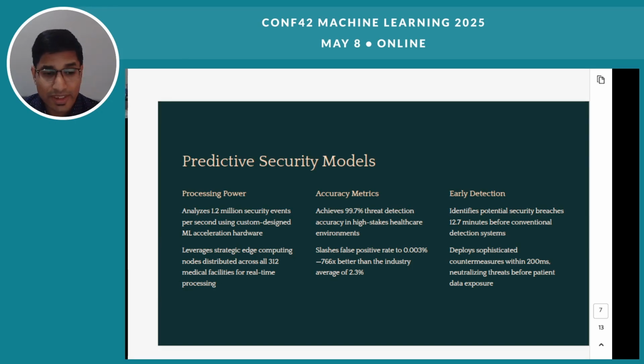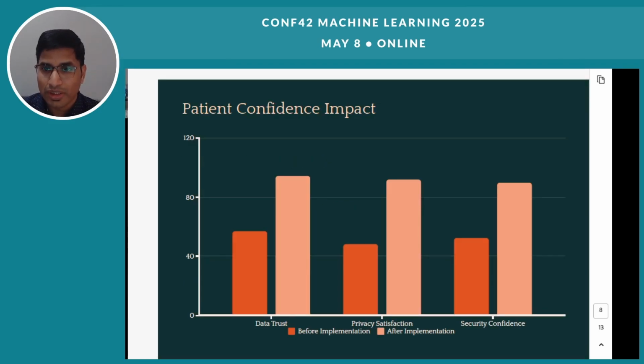And the fourth point, very important on this slide, is early detection. Build a system that can identify potential breaches based on history, which also goes hand in hand with the audit trail, within a minute. And we should deploy sophisticated countermeasures within 200 milliseconds to neutralize the threat. Going on to the next slide.